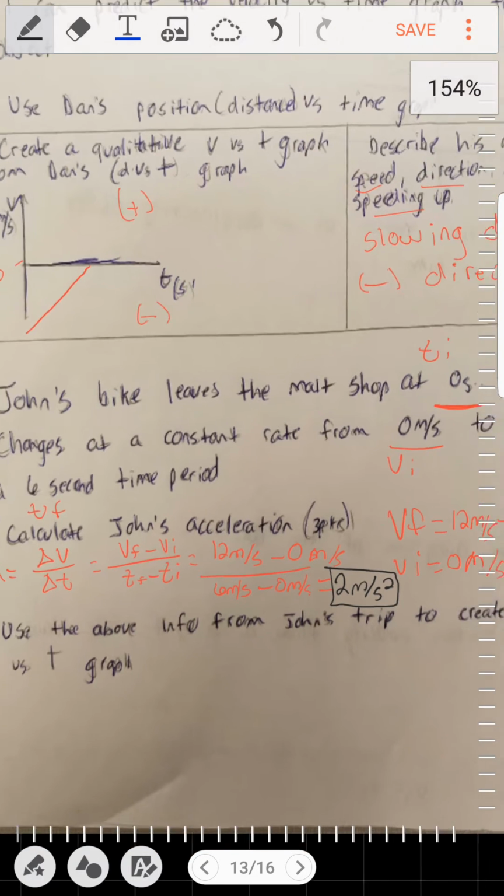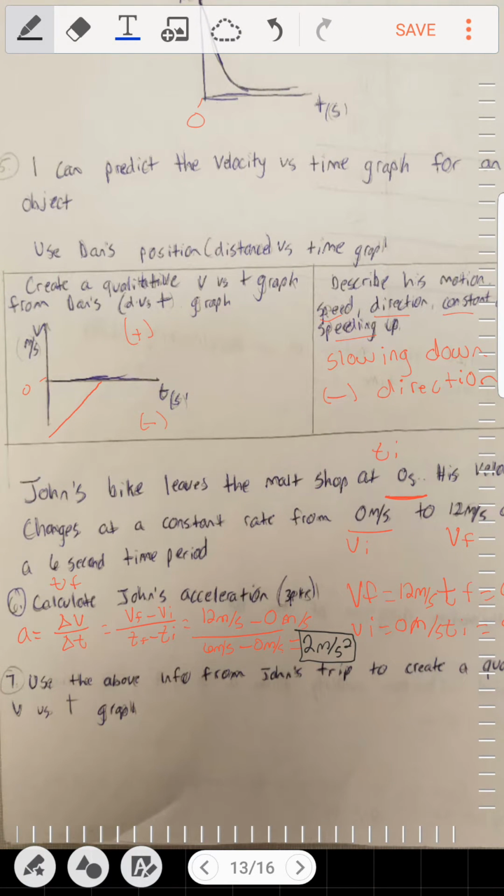That is my acceleration. Now, what are the points for? You get 1 point for the equation and your variables. So if you don't have that, you lose your point. You get another point for solving it. So I got 2, that's the correct answer, and I got another point for my units. Please do not forget your units.